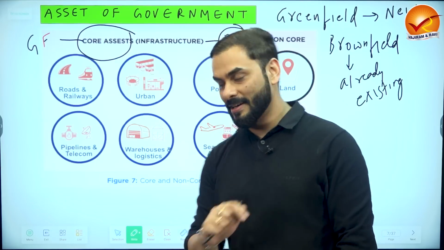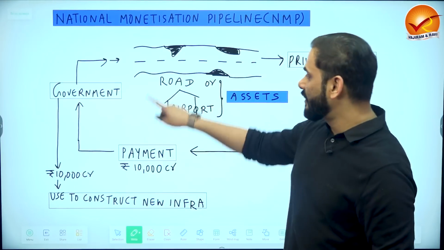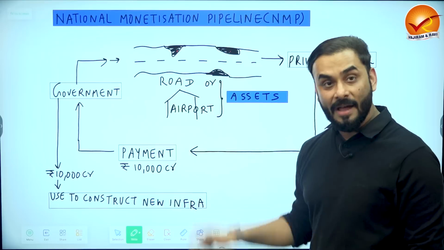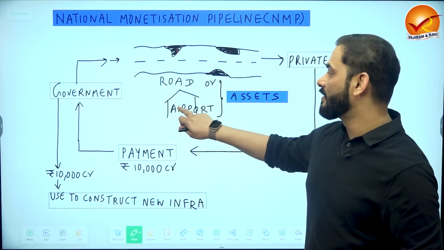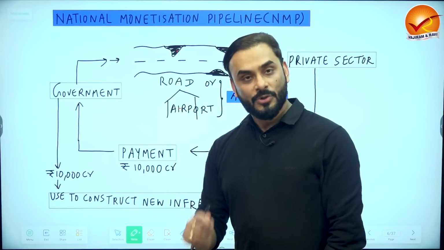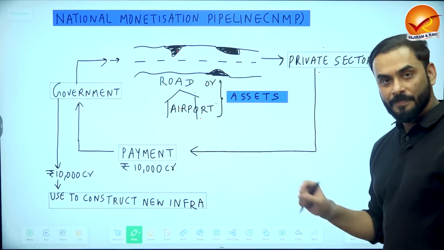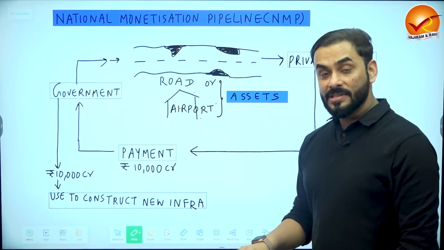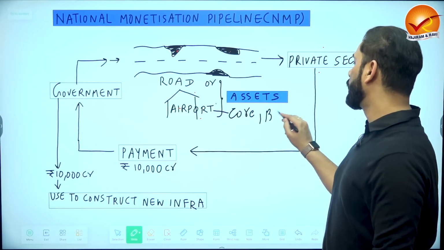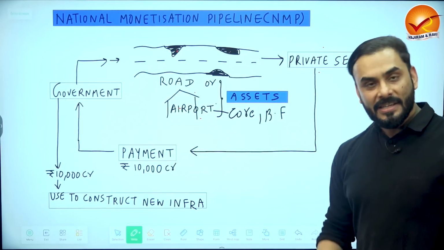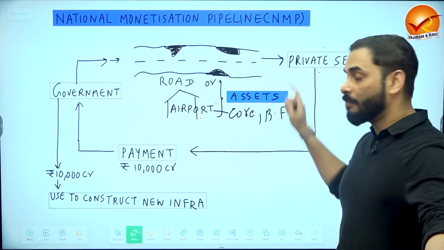Let me show you through a diagram. So look at this guy. This is the government. This is a road, and these spots are the damages in the road. Similarly, you can have an airport. So there is a road, there is an airport, and there is a government. So Government of India gives the airport, for example, to a private sector. Now, what kind of airport is given? Core. Airport is a core asset plus Brownfield airport, which means airport which already exists. It is like giving something on rent to a private sector. So the private sector takes the airport.